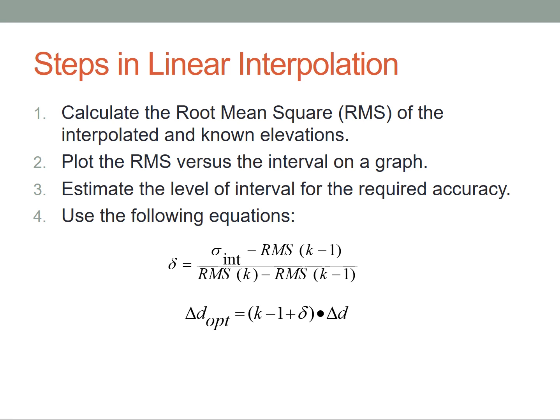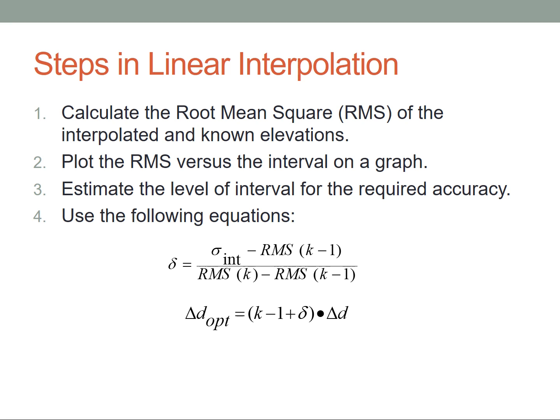So we're going to calculate the RMS value of the interpolated and known elevations, right? So here's my model that I want to use. This is what the value would be at that point. And then what is the actual known elevation? Then we're going to plot the RMS values versus the interval on the graph. So again, you'll see a graph of here is my observed value, here is my interpolated value. You're going to find out that RMS value between those two. Then you're going to plot them.